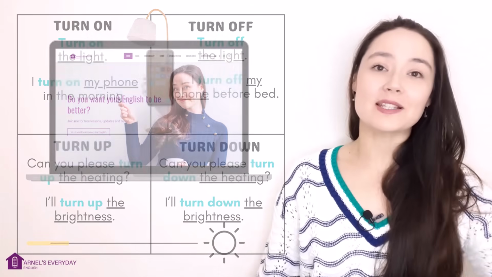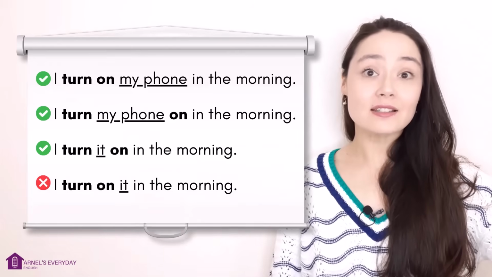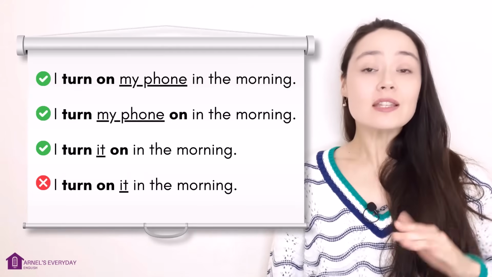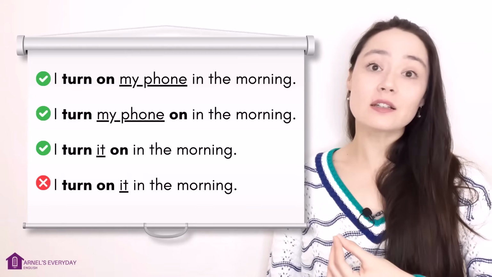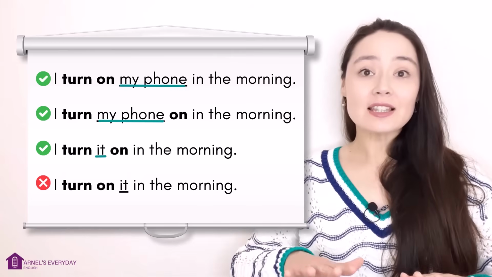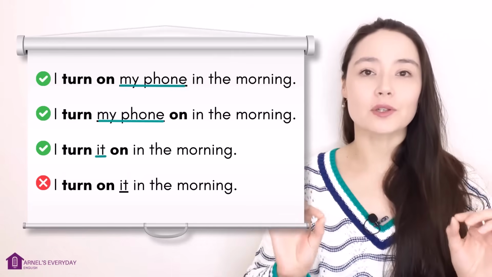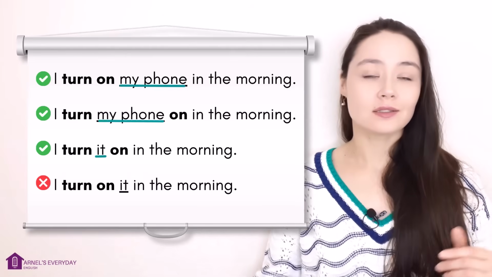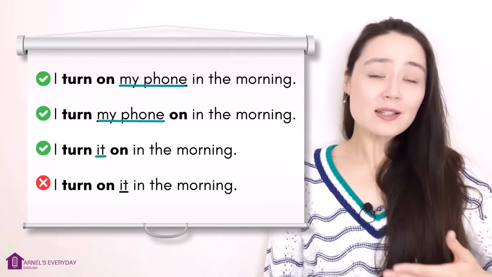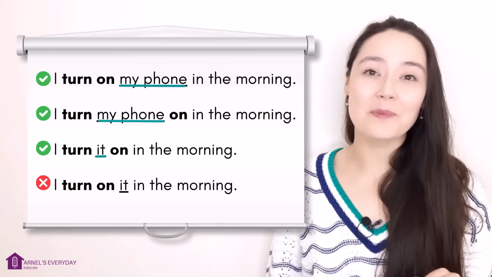Let's get more specific. I have 4 sentences here. I chose turn on. You can see the phrasal verb turn on needs an object. In this lesson, if a phrasal verb needs an object, I'll underline it for you so it's really clear. How do you know when a phrasal verb needs an object? Well, this is something you need to memorize, but in this lesson, I'll underline the objects for you.